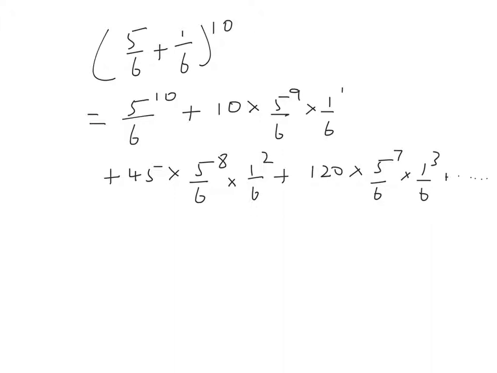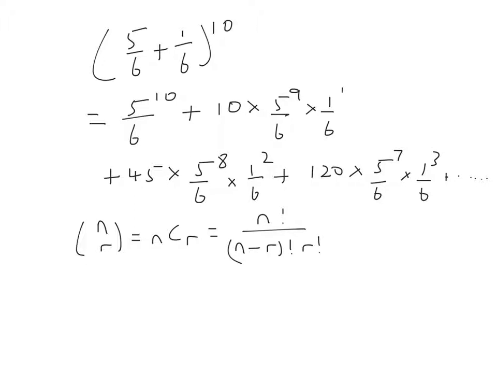Now these numbers in front of the fractions, the 1 that's implied there, the 10 that's there, the 45 there, 120 and so on, these are the binomial coefficients. And we can work out the binomial coefficient either by using Pascal's triangle or by using the formula that nCr, where C stands for combinations, because we're looking at the number of combinations here, is n factorial over n minus r factorial times r factorial.